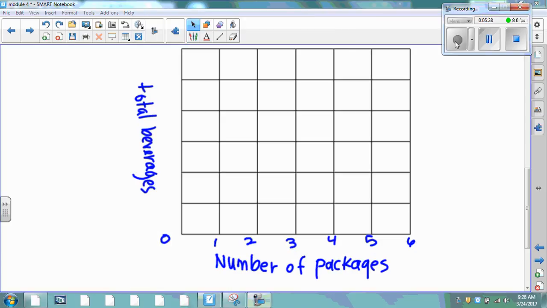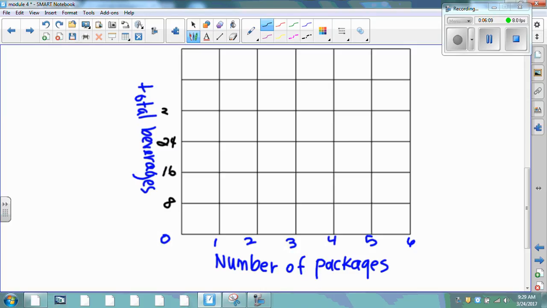So what are we going to do with total beverages? What is the amount that we want to put for each of these lines? Counting by 8. We want an interval of 8 because we're counting multiples of 8. So we've got 0 down here, 8, keep going. 16, 24, 32, 40. And if we did that very tippy top, we would have 48, right?